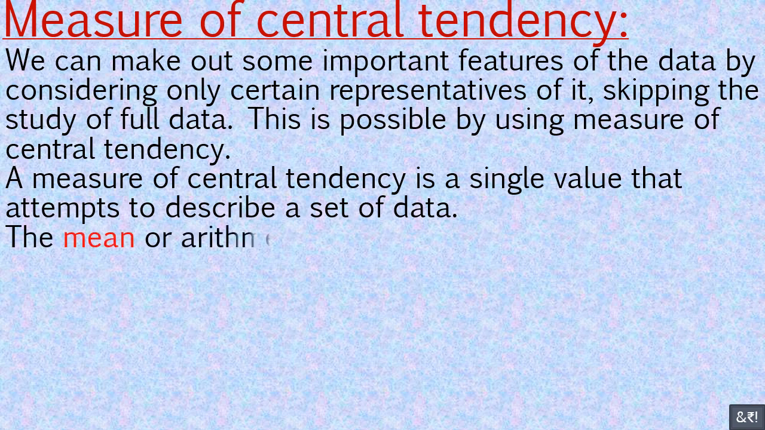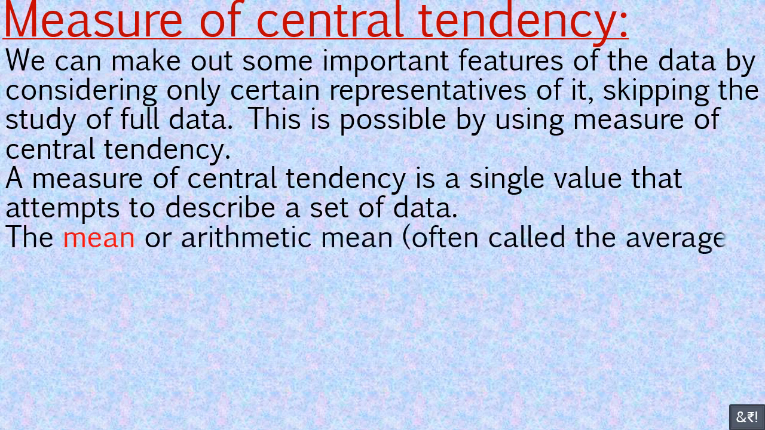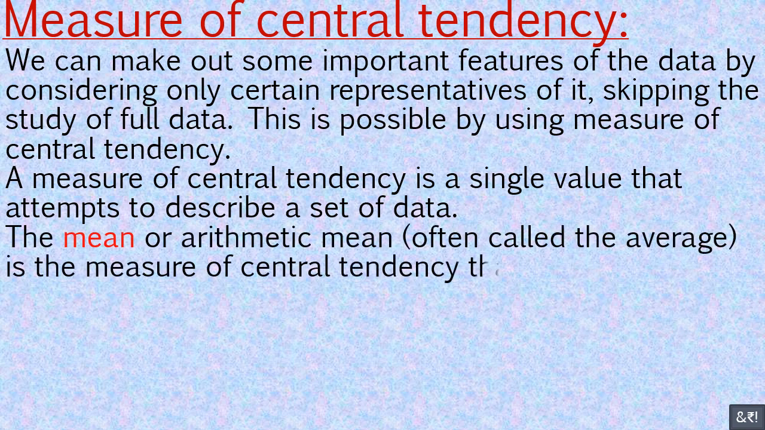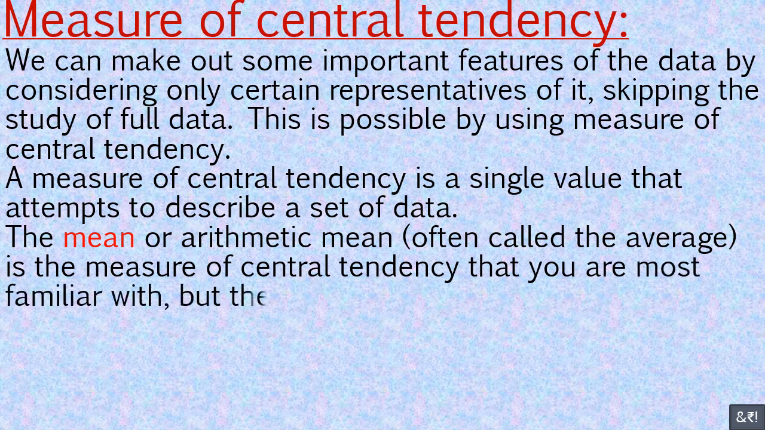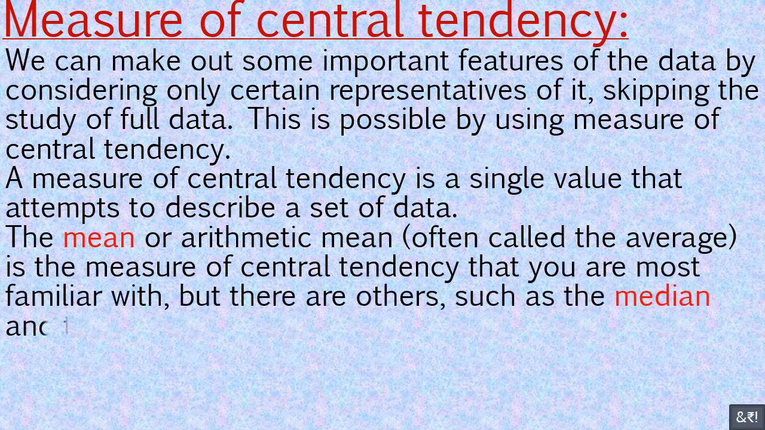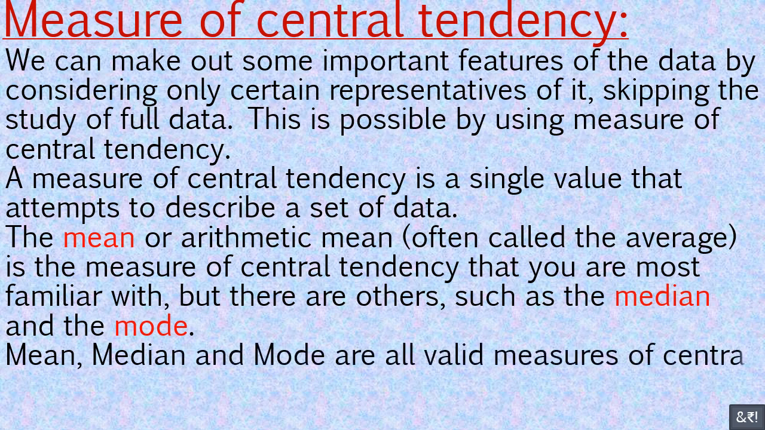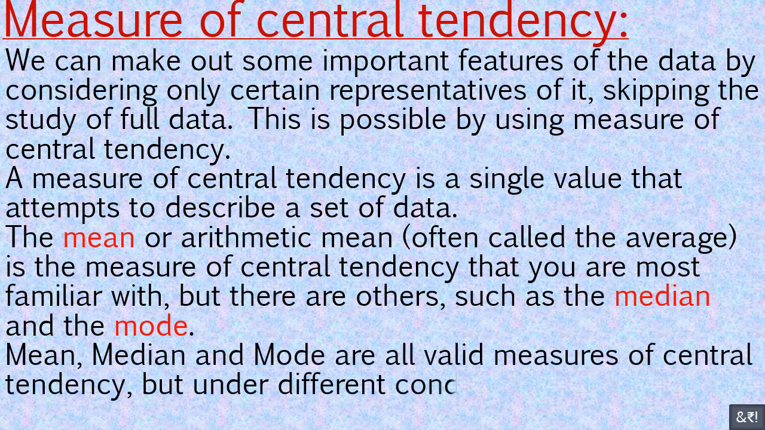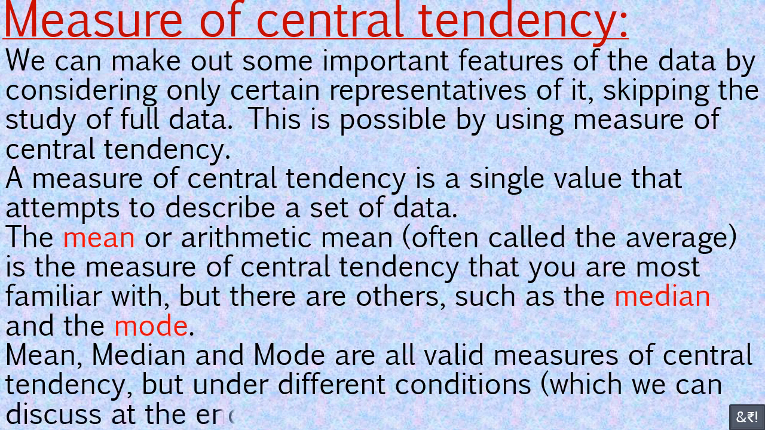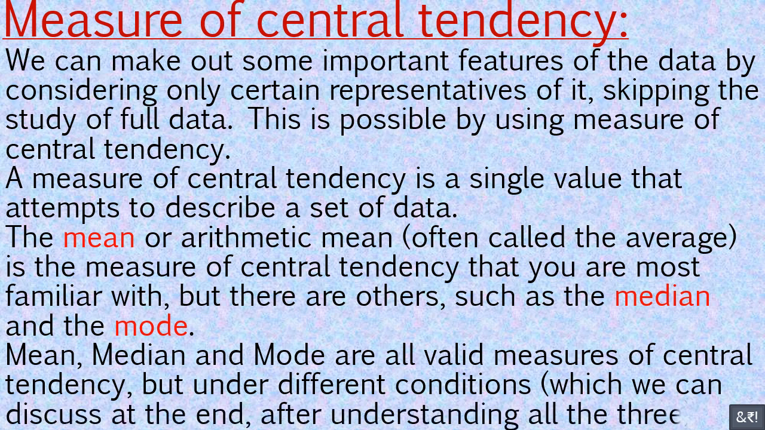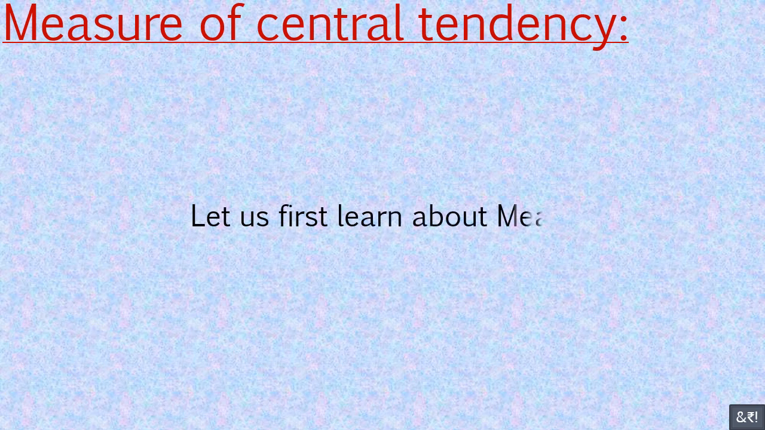The mean or arithmetic mean, often called the average, is the measure of central tendency that you are most familiar with, but there are others, such as the median and the mode. Mean, median and mode are all valid measures of central tendency, but under different conditions, which we can discuss at the end, after understanding all the three. Let us first learn about mean.